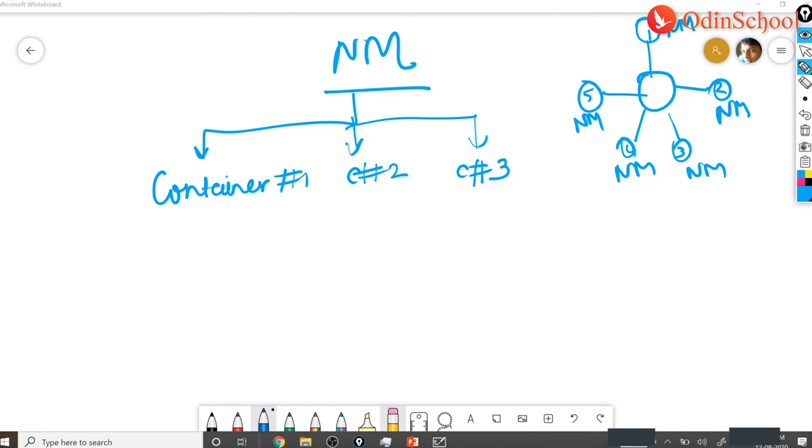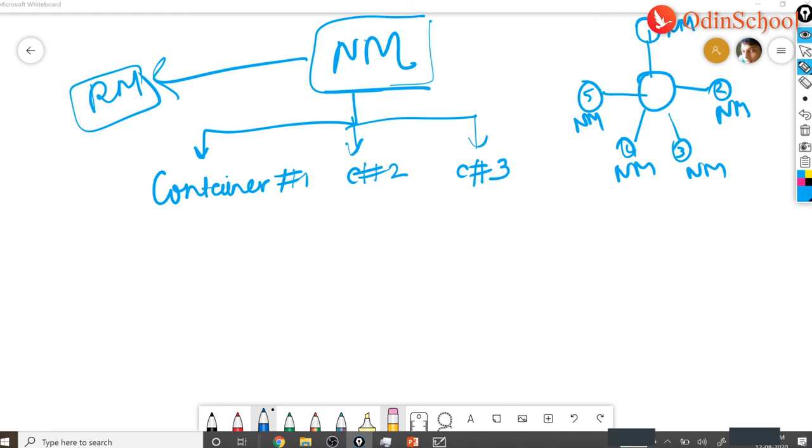Okay, so whenever the node manager is starting, it is announcing itself to the RM, the resource manager. Periodically the node manager will send some sort of heartbeat signal to the resource manager, and each node manager will offer some resources to the cluster. Resources as in CPU cores, your hard disk, your RAM, all those precious resources which are there on that particular machine. A node is ultimately a machine only, right?